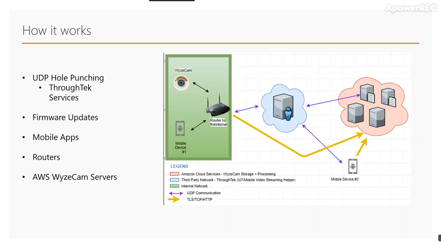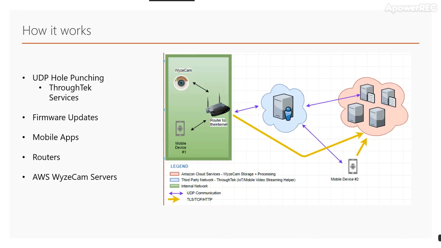Next, if we move to the cloud in the middle, we have the ThruTech third party that is used mainly for the UDP streaming of video. And then on the far right we have the AWS WyzeCam servers, which are used for the APIs as well as authentication, and finally the storage on AWS, where you can actually store 14 days of video for free within the WyzeCam services.